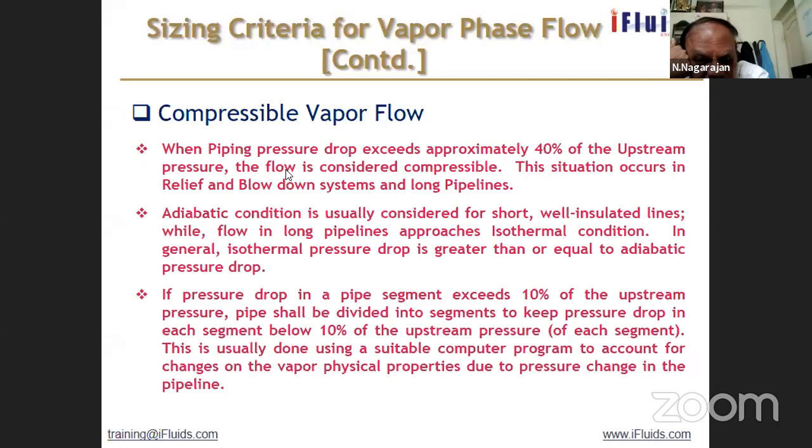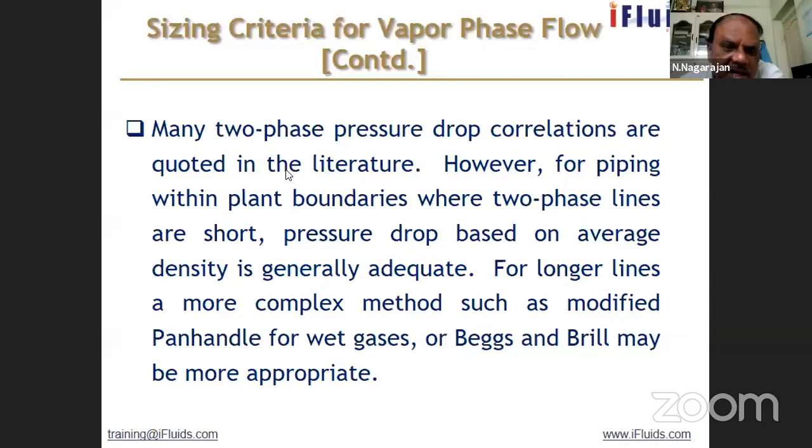If the pressure drop in a pipe segment exceeds 10% of this, as we have seen, the pipe shall be divided into segments to keep the pressure drop in each segment below 10% of the upstream pressure. This is usually done using a suitable computer program. To find these progressive pressure drops along the flow path, we use computer programs called CFD, computational fluid dynamics. We will not talk about those software here.